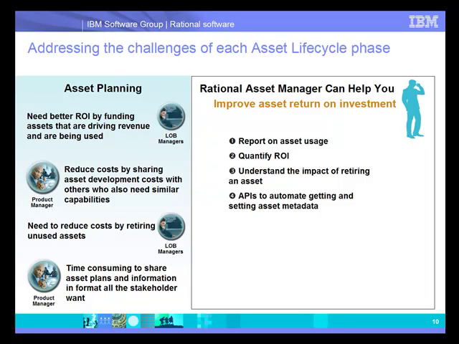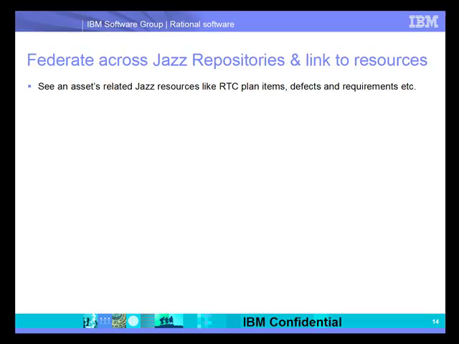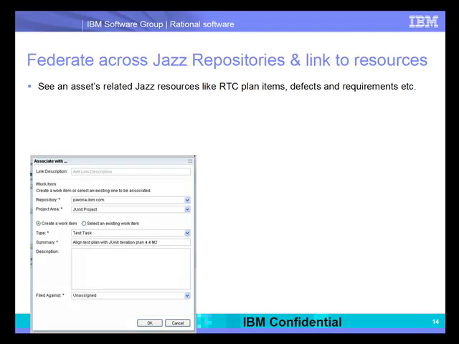Part of the work we've been doing is around collaborative ALM, collaborative application lifecycle management, and for an asset, being able to see how that asset is related to other assets. Since RAM version 7.2 is built with Jazz, we've leveraged some of these Jazz technologies to not only provide the lifecycle capabilities that I showed you earlier in this demonstration, but also some of the new capabilities that we're building looking forward. And in this release, we're able to federate across multiple Jazz repositories and link to resources so that you can see for a particular asset what the related Jazz resources are.